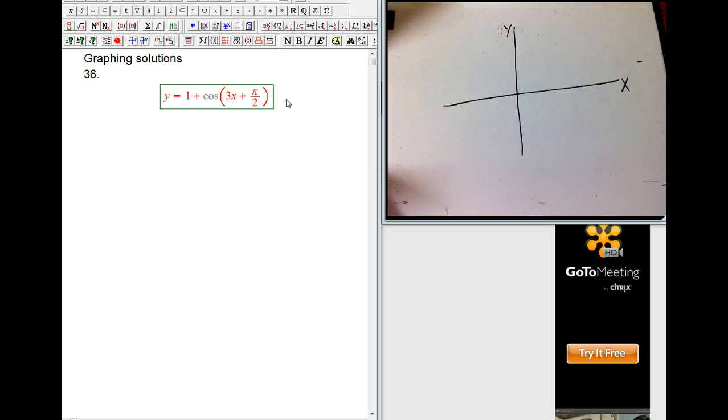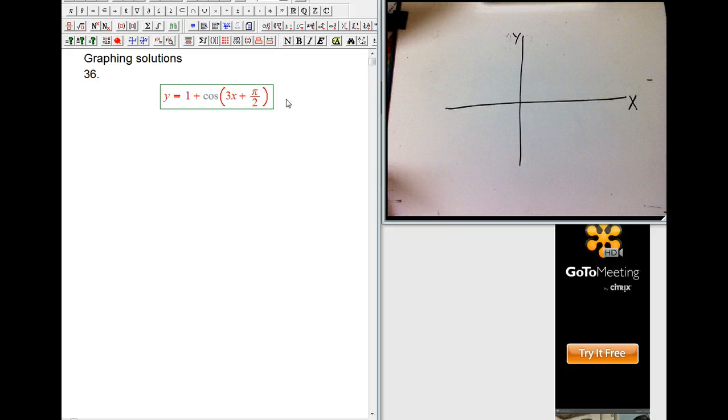Label your axes always. Here it's x and y. Ooh, that's kind of tilted a little bit. Okay, there we go. But what we really need to do is get some data out of this. So let's see. Vertical shift. A lot of people miss that. Remember that 1 plus is going to be a shift of 1 up. So the center line is y equals 1.